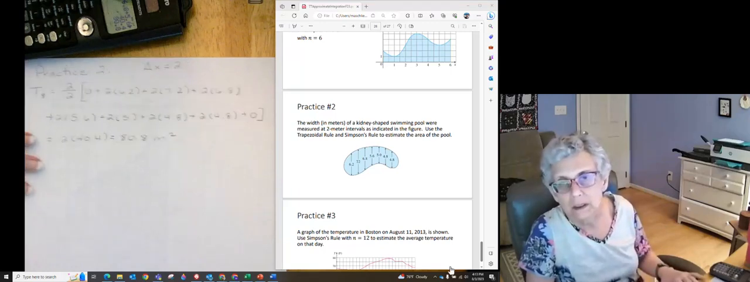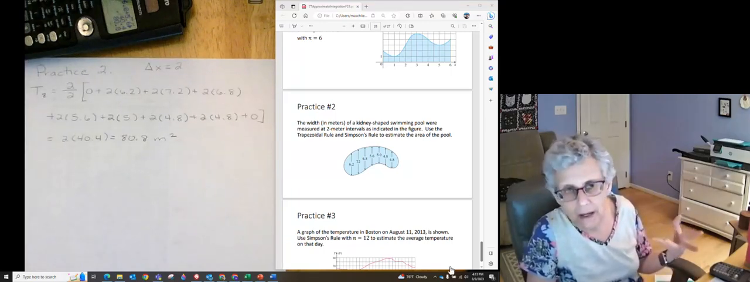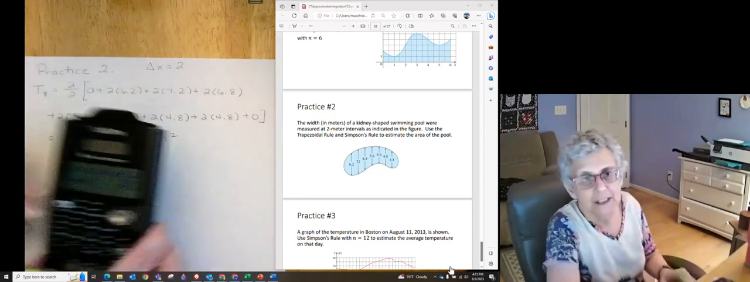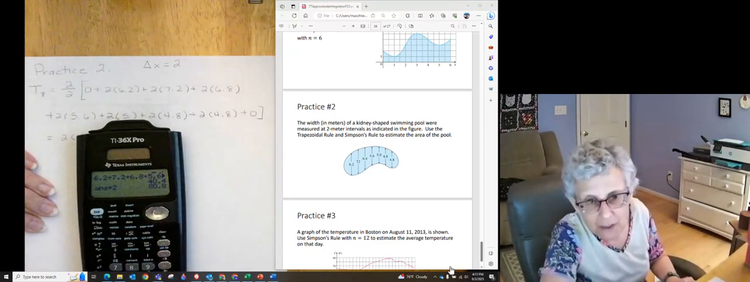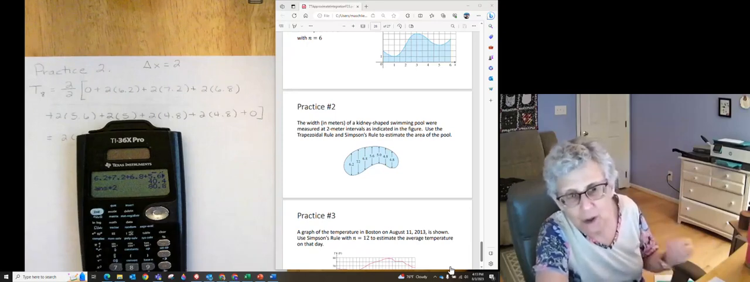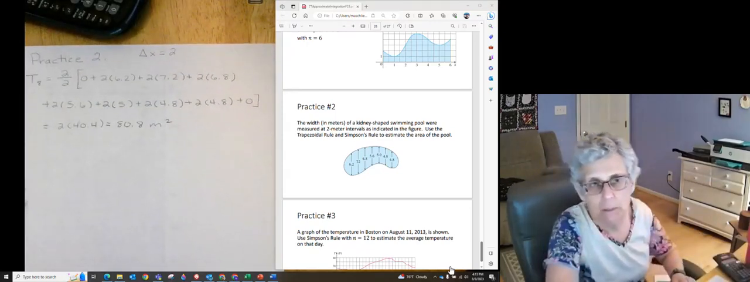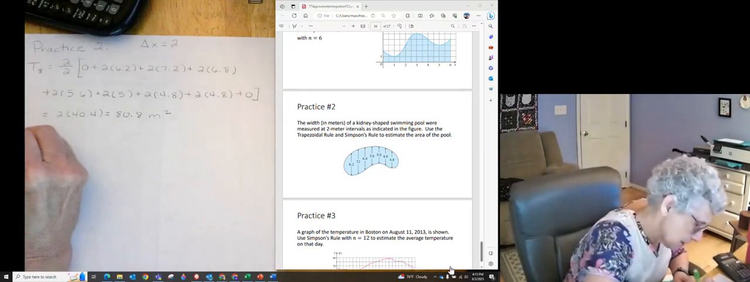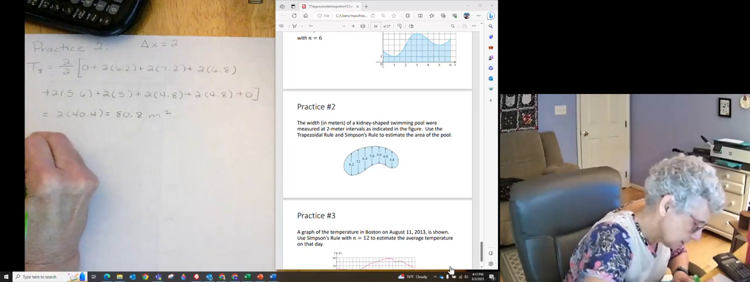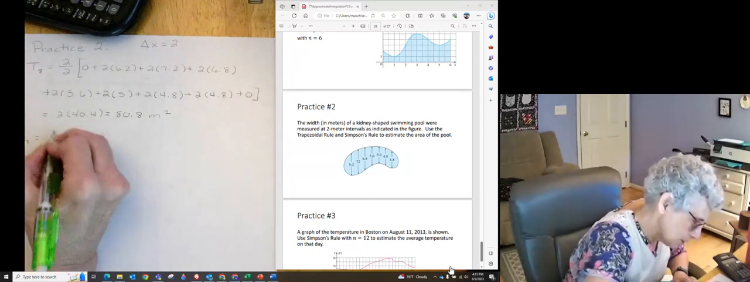Now this one, I just mentally factored the 2 out, and I just added up the numbers, and then I multiplied the result by 2, and I ended up with about 80.8 square meters. Let's do the same thing for Simpson with 8 intervals.